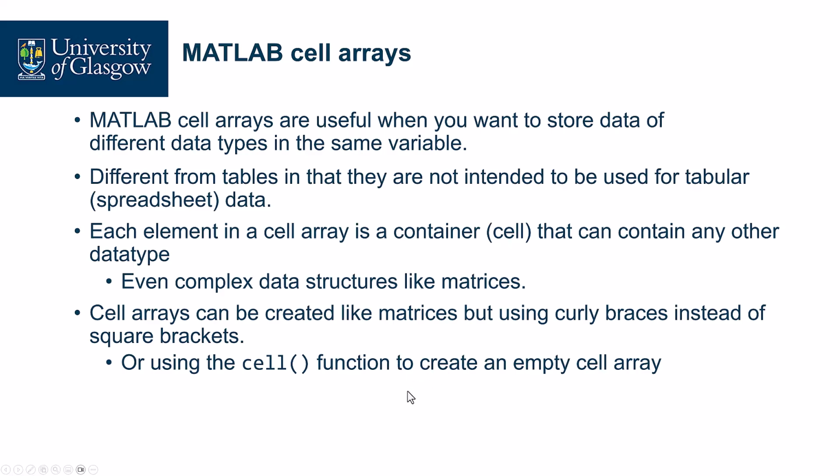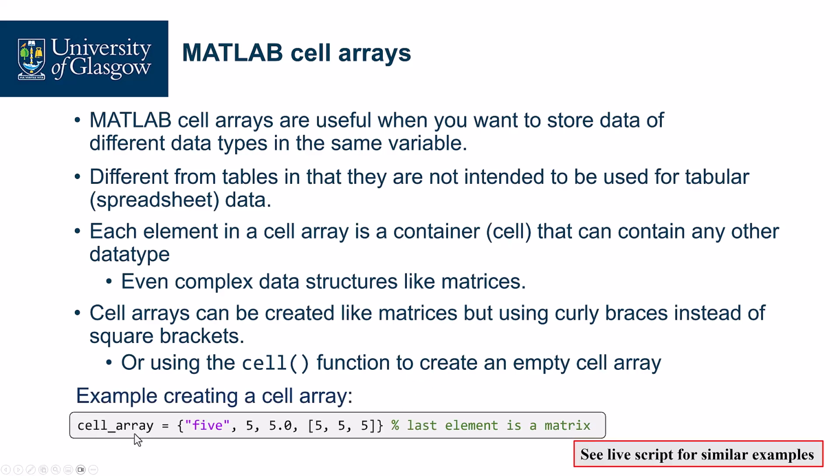So here I show you an example. Now I created a cell array. This cell array has 4 cells, 4 elements. The first one is a string, 5. The second one is a number 5. The third one is number 5.0. And the last one is a matrix, 5 5 5, right? So these are all 5, but are of different data types, so they can be collected together in a cell array. Look at the curly braces I use here to put them together. In this way, I created a cell array.